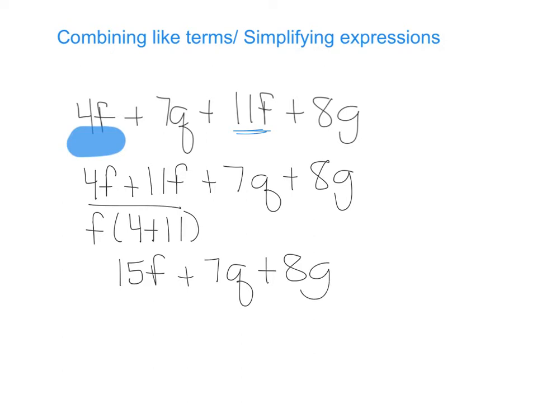We also talked about that if you just look at this 4f and 11f, you can add their coefficients because they are like terms. So either way is fine to think about it, that's 2 options. Then we have 15f plus 7q plus 8g, and we cannot do anything else to this expression to simplify it any further. So that would be our final simplified expression. We can't apply any other properties or combine any like terms.